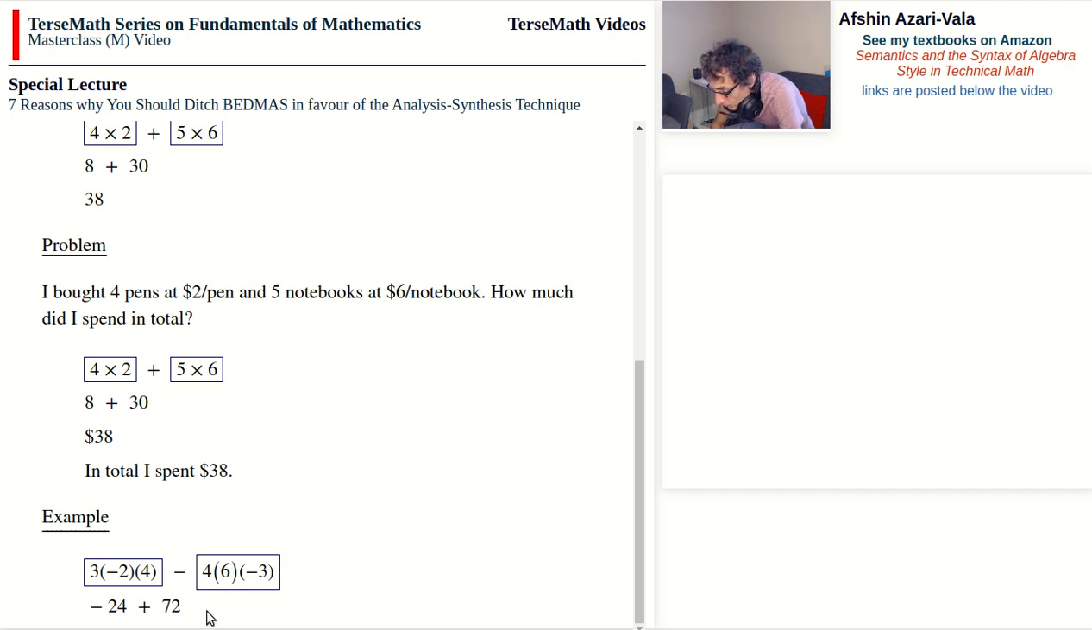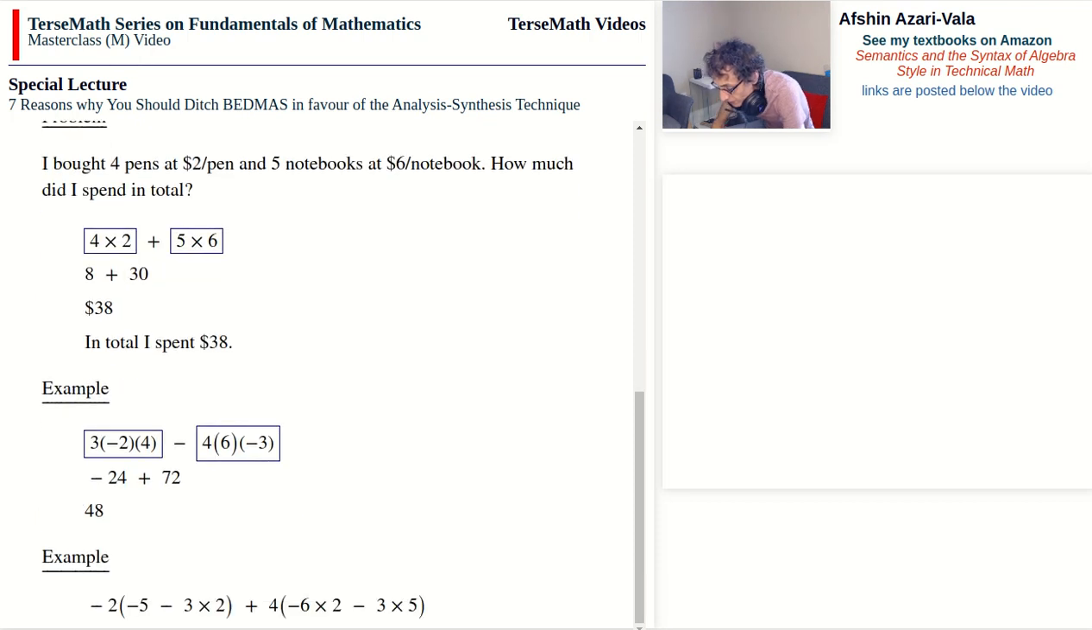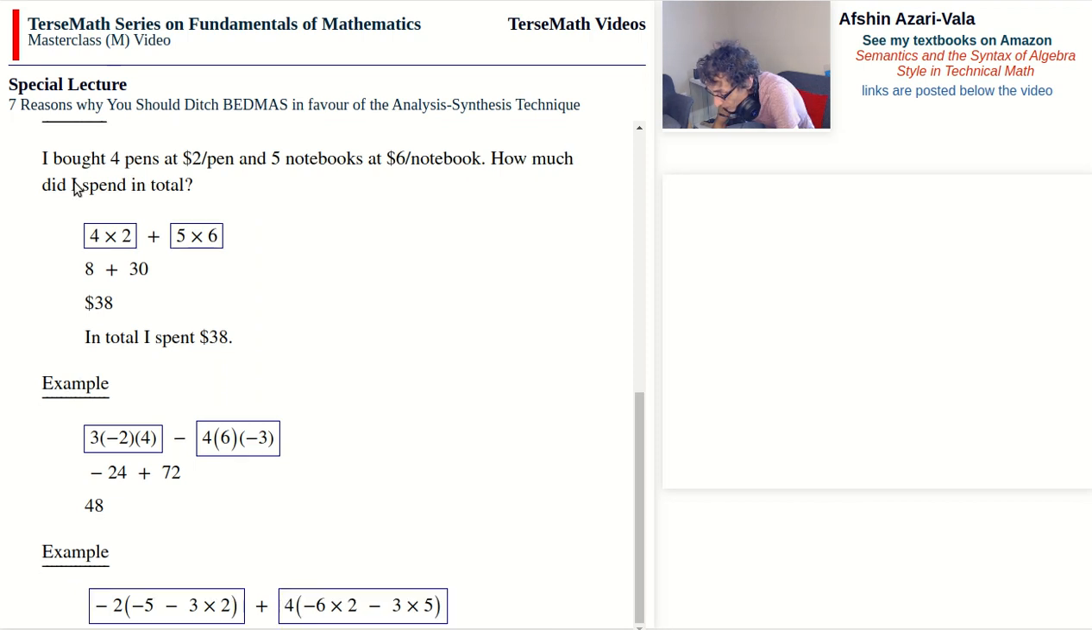Now we add and subtract to end up with 48. Okay, here's another one. We have -2 times bracket -5 minus 3 times 2 plus 4 times bracket -6 times 2 minus 3 times 5. Now this one has only one addition outside brackets. Initially we don't look at additions or subtractions inside brackets, but only outside brackets, and so we will end up with two terms, term number 1 and term number 2.